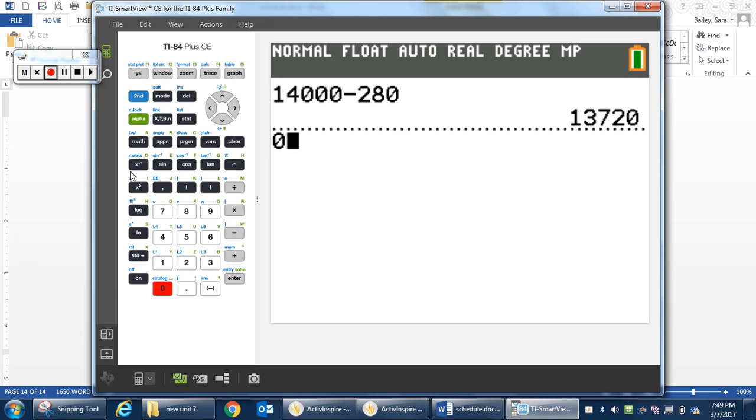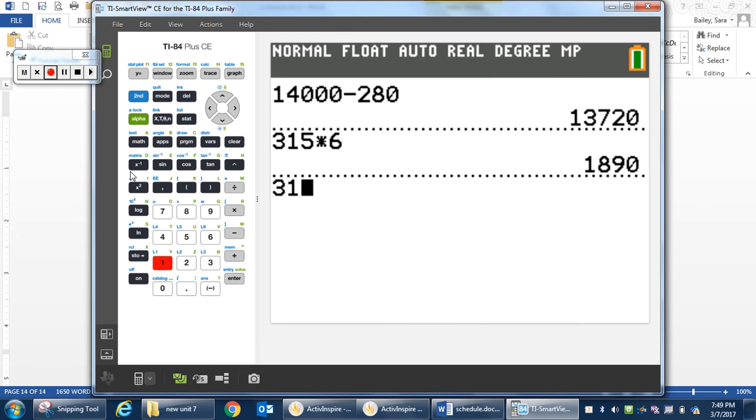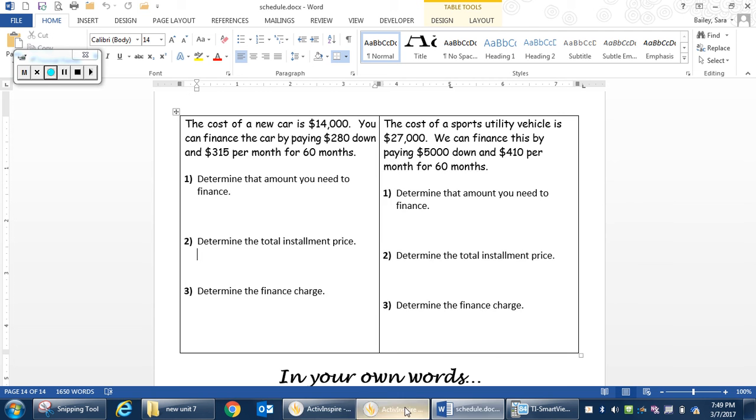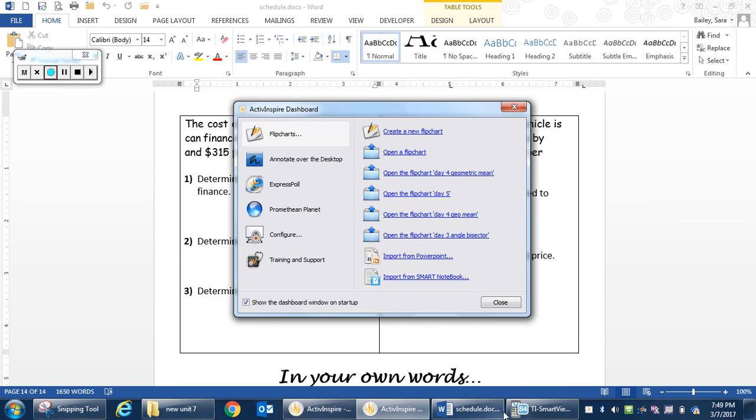Whoops. 315 times 60. Enter. Okay. Plus your down payment of 280. Enter. Alright. So for that car, over time, you're ending up paying $19,180.